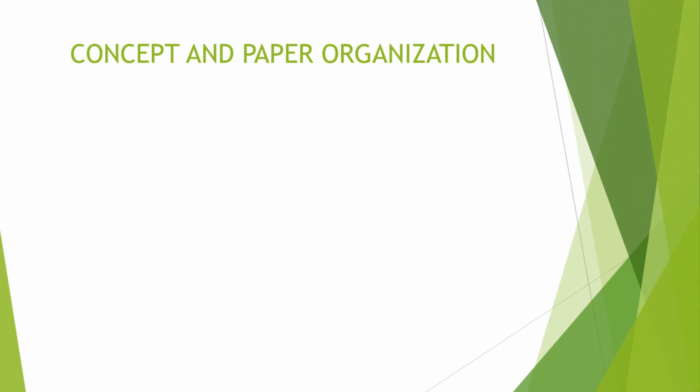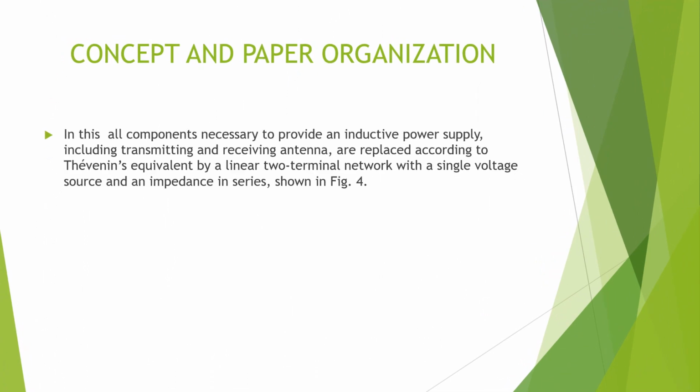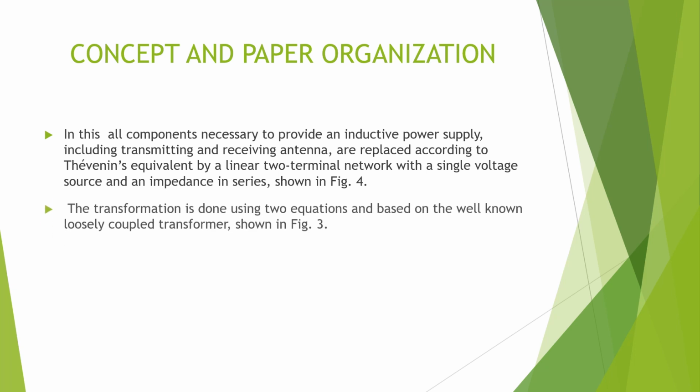Now, concept and paper organization. All components necessary to provide an inductive power supply, including the transmitting and receiving antenna, are replaced according to Thévenin's equivalent by a linear two-terminal network with a single voltage source and an impedance in series. This is shown in figure 4. Let's see it in the next slide.